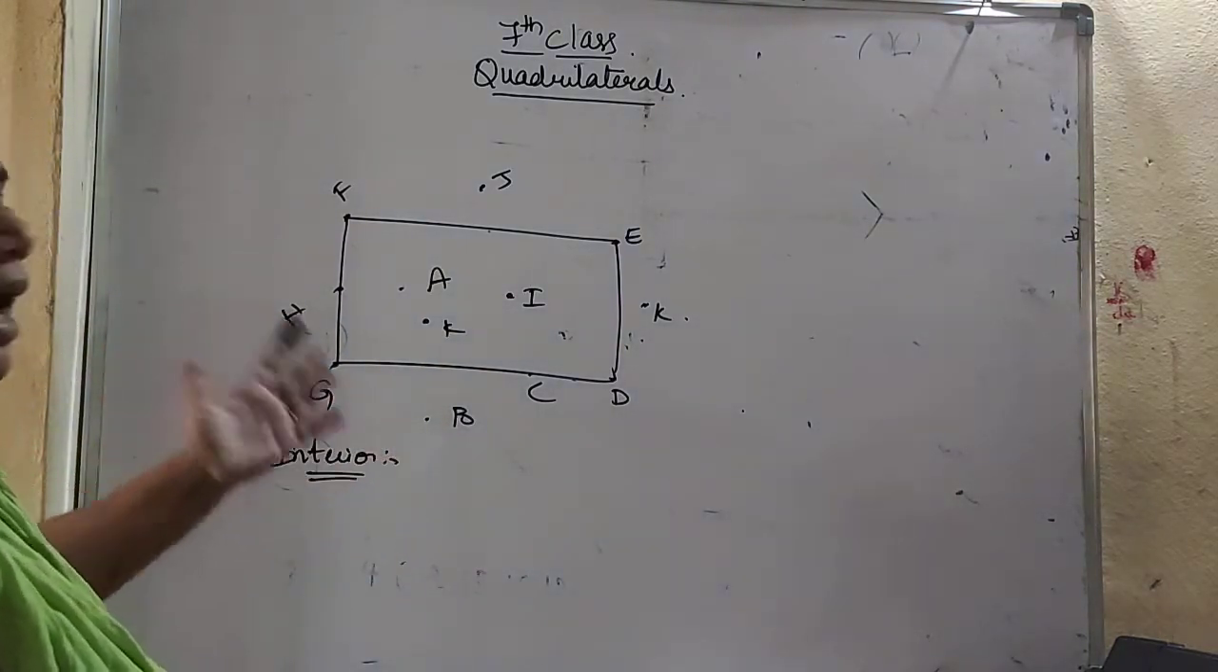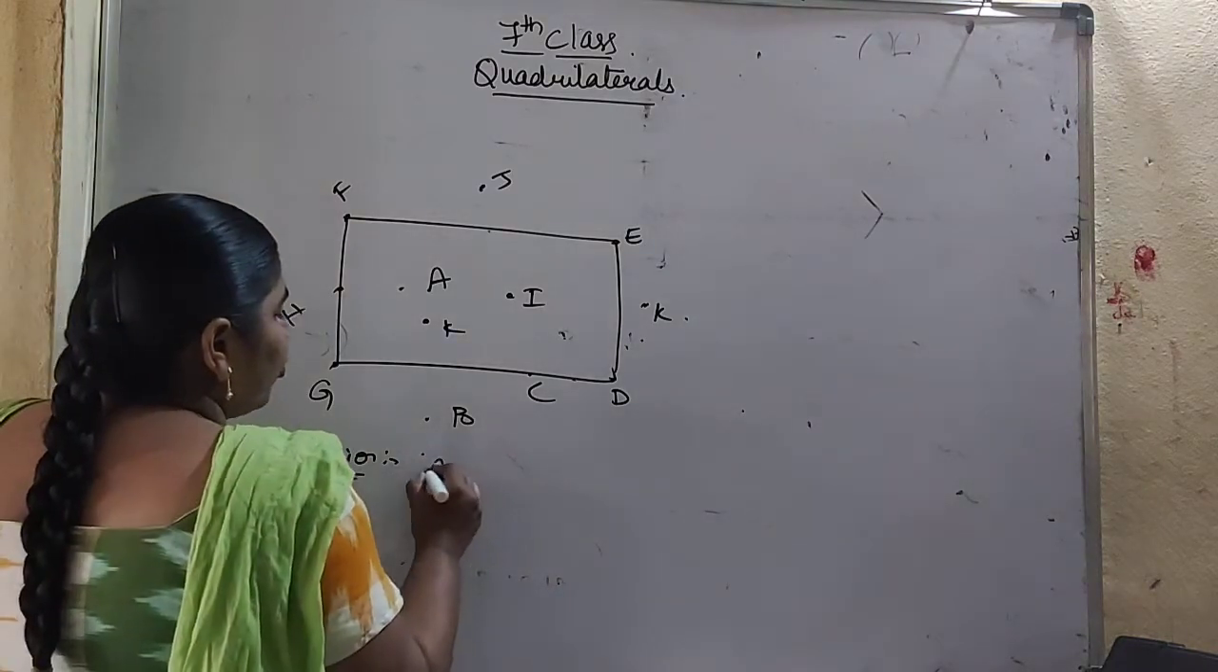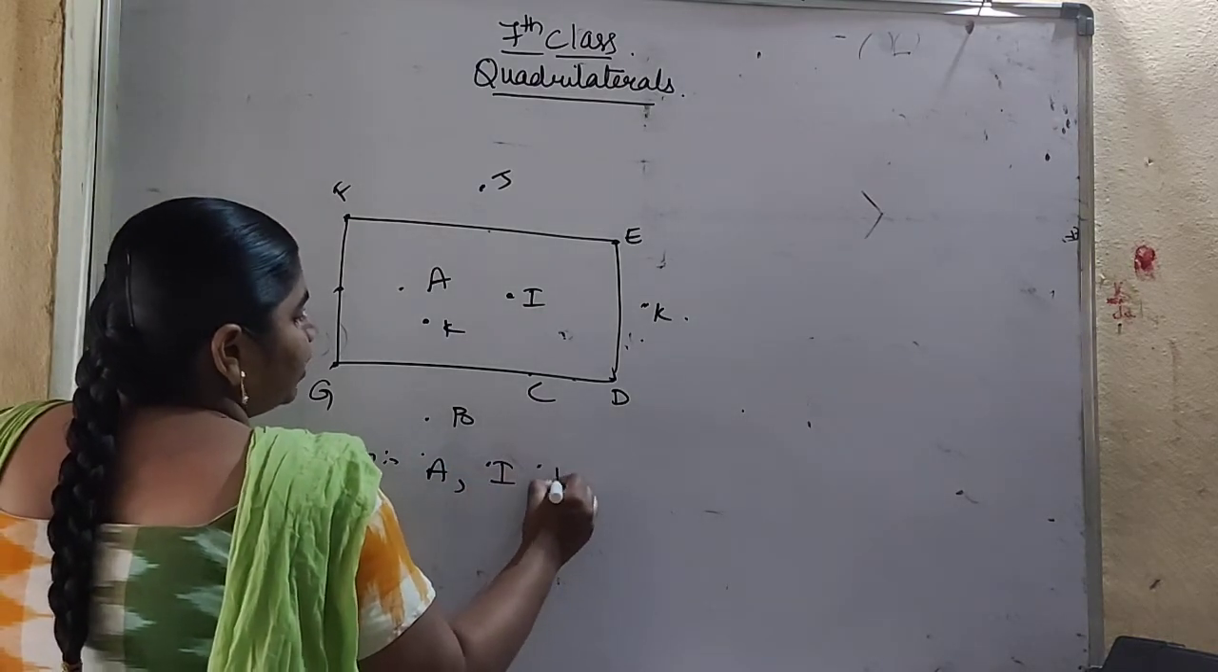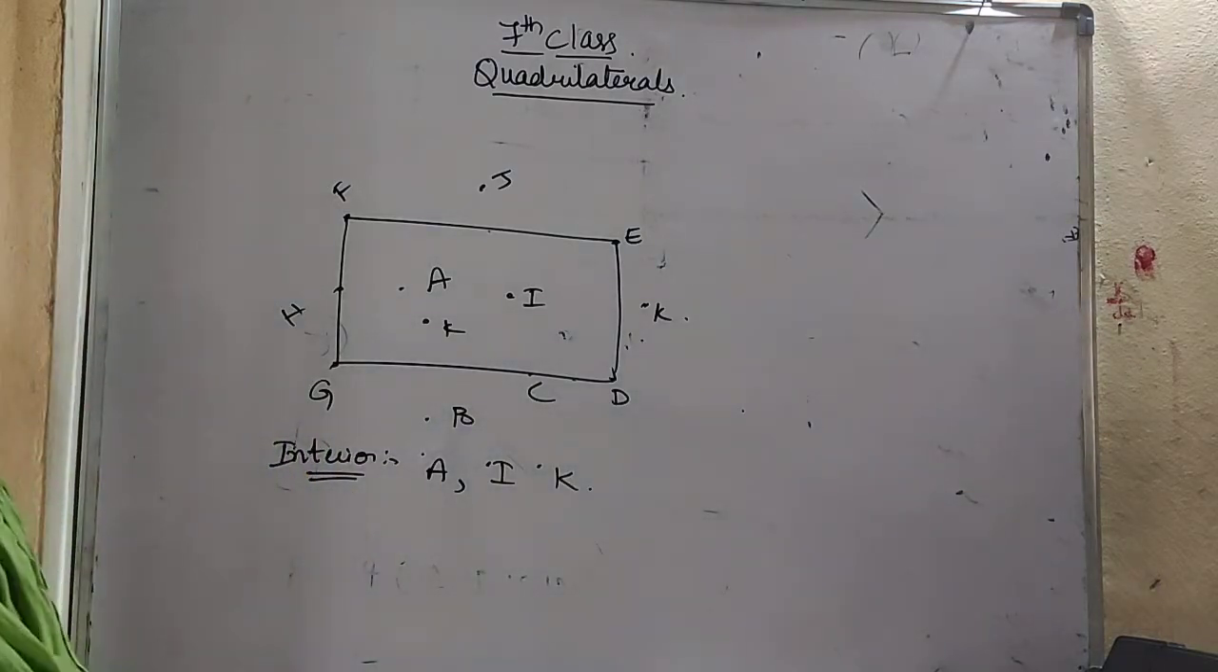So which points are lying inside? That is A point, I point and K point. So these are interior points.